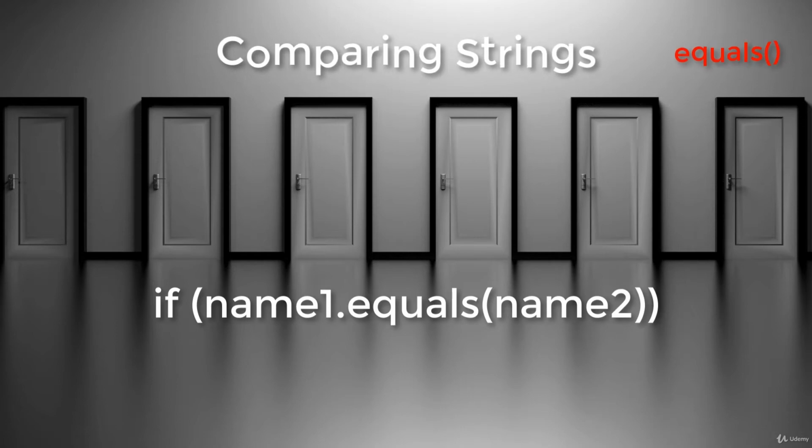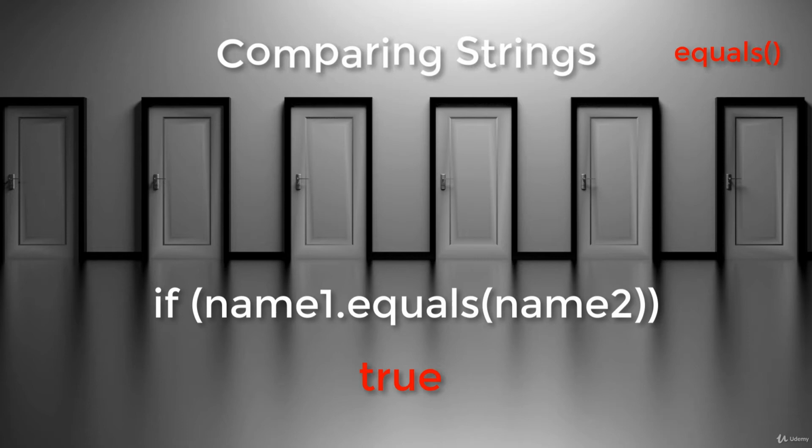In this case, the equals method compares every single character of the text in name1 with the text in name2. If every single character is the same, the equals method will return true. In this case, the if statement will return true. So this is one way of comparing strings.